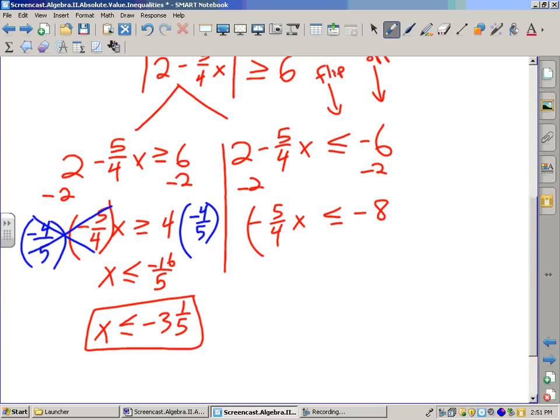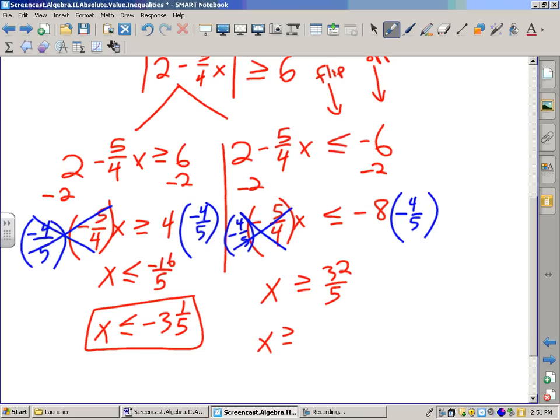And now I'm going to use the reciprocal again. Negative 4/5. These become 1. You're left with 1x. Don't forget to flip the inequality again. Greater than or equal to. Positive 4 times 8 is 32 over 5. So x is bigger than or equal to 6 and 2/5.